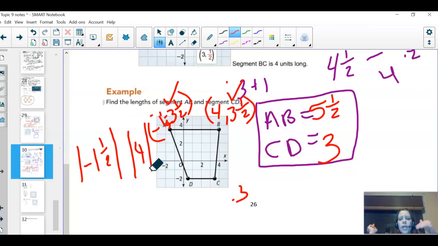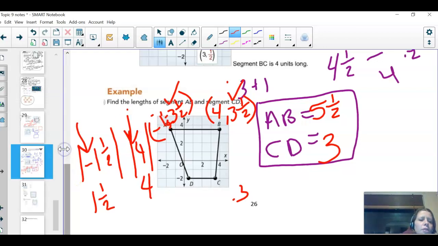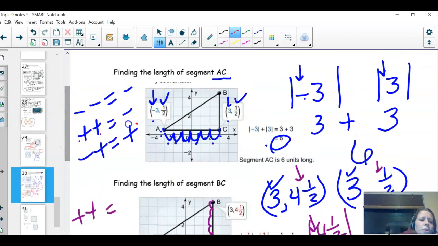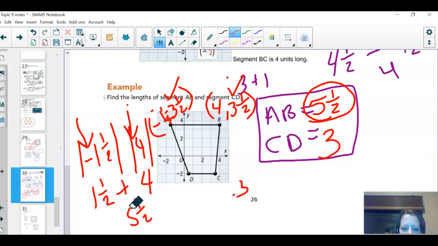Y porque distancia no es negativa, yo necesito encontrar el valor absoluto. Because distance isn't negative, I need to find the absolute value. So I have this. Okay, I have a negative, tengo un negativo, and a positive y un positivo. Porque estos son diferentes, because these are different, I'm going to add them. Yo voy a sumarlos. Y entonces yo tengo 5 y un medio.